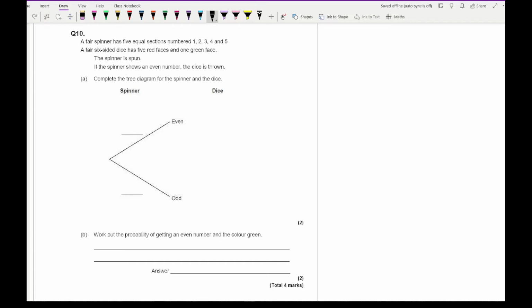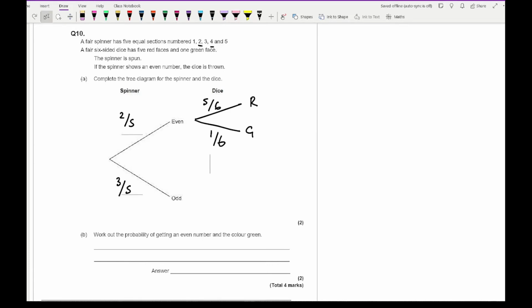So the probability of getting an even number from the spinner, well, there's 2 out of 5, so it's going to be 2 out of 5. So that means the probability of it being odd is 3 out of 5. Now, if you get an even number, we then roll the die, and that's either red or green, and the probability of getting a red is 5 out of 6, and the green is 1 out of 6. Now again, if you've got an odd number, I don't need to finish it, so that is there.